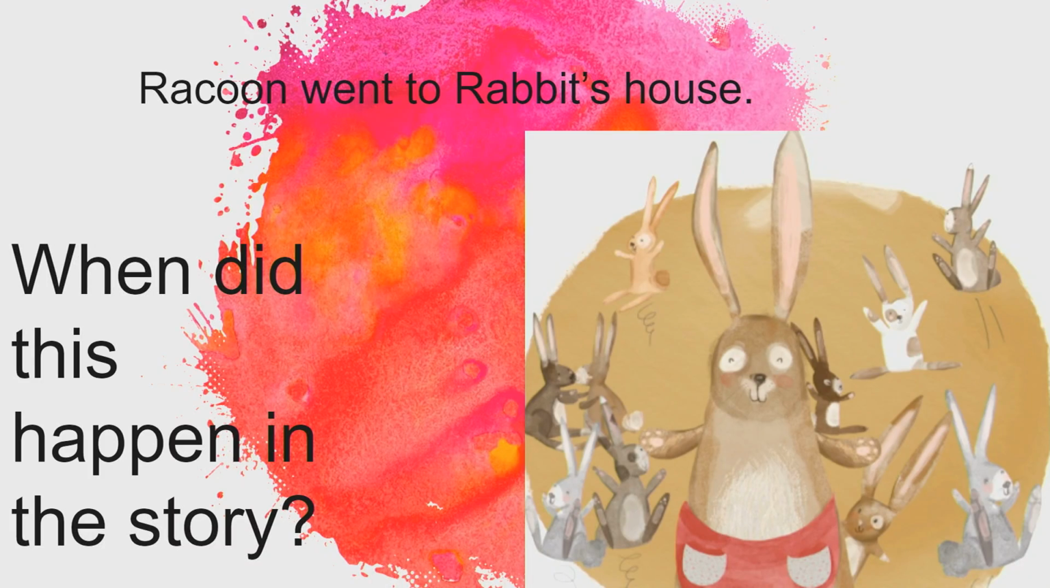Next, Raccoon went to Rabbit's house. All right, I just gave you the hint of when it happened, so think about it for a second. When did Raccoon go to Rabbit's house? Was it at the beginning of the story? Was it the very first thing we saw? Was it kind of in the middle? Or was it one of the last things we read about? If you said that Raccoon going to Rabbit's house was towards the end of the story, kiss your brain. Good job, friends.